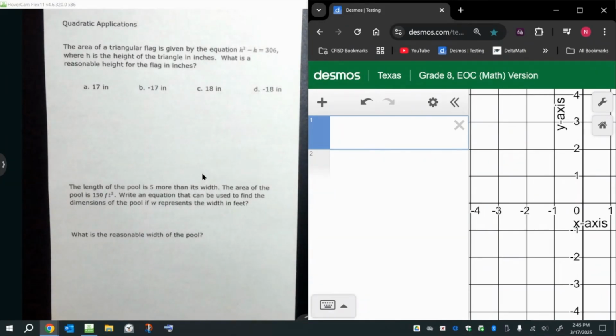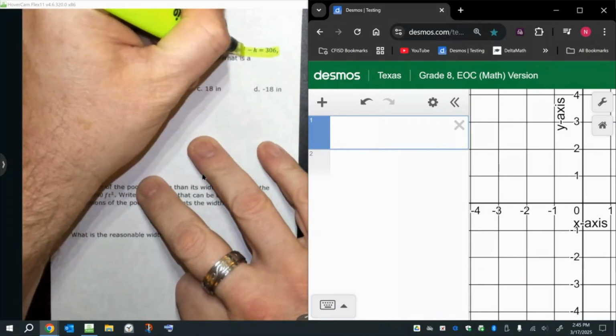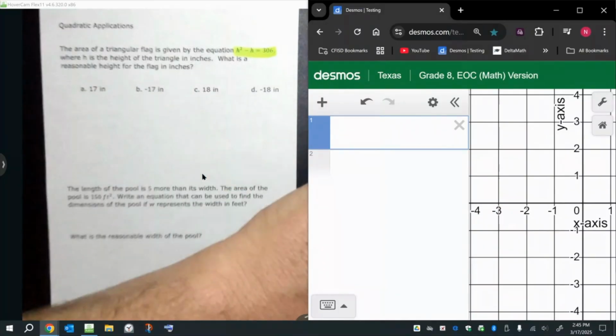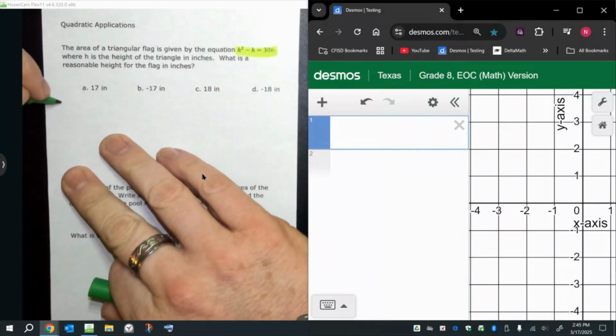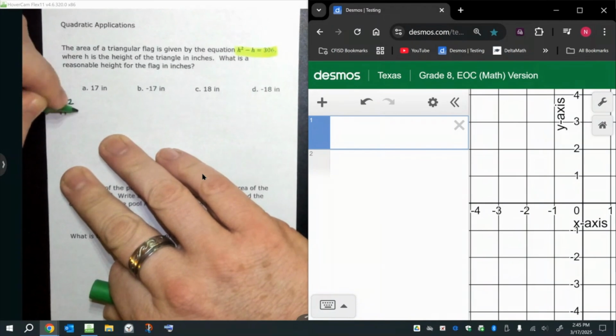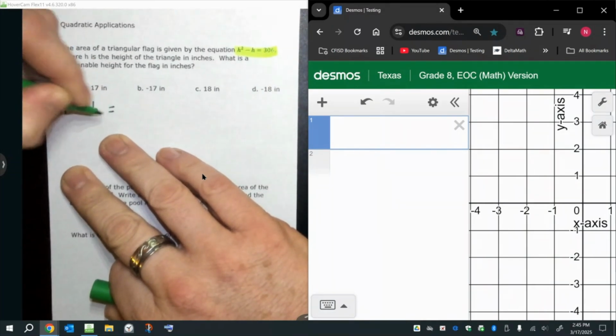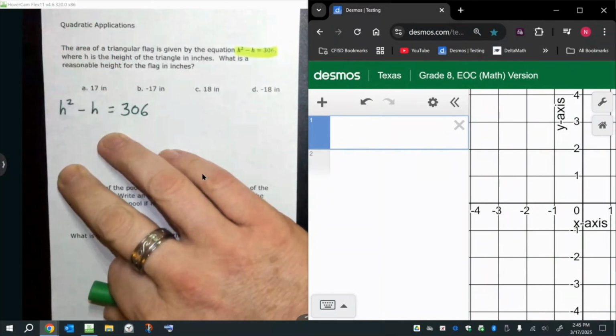All right, so here let's take a look. The area of a triangular flag is given by the equation. Hey, they gave us an equation. Awesome. They're never going to say here's an equation, don't use it. All right, so we have this equation: h squared minus h equals 306. All right, let's keep reading.